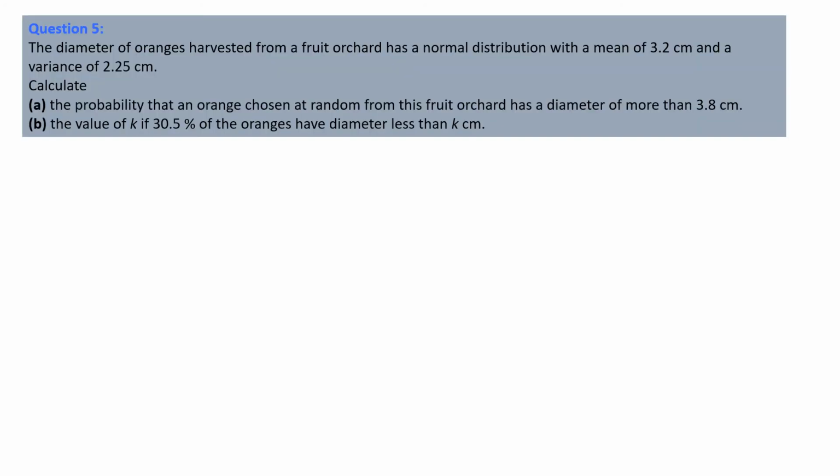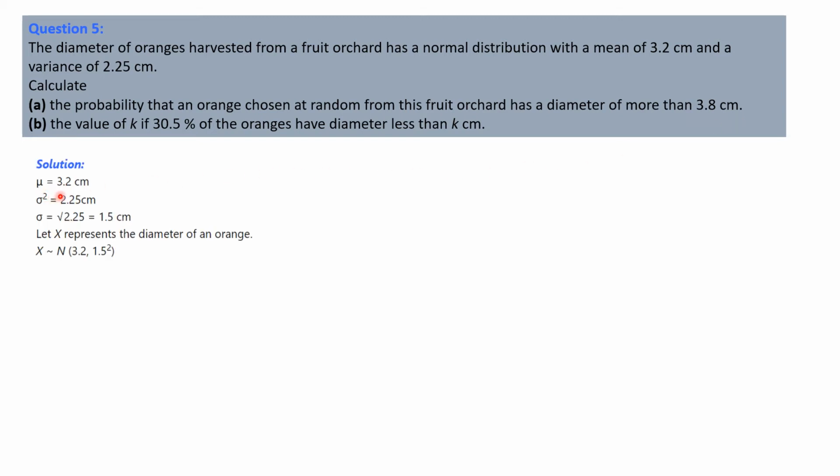Alright, let's look at an example of normal distributions. Question 5. The diameter of oranges harvested from a fruit orchard has a normal distribution with a mean of 3.2 cm and a variance of 2.25 cm. Calculate the probability that an orange chosen at random from this fruit orchard has a diameter of more than 3.8 cm. So, let's look at the solution for A.